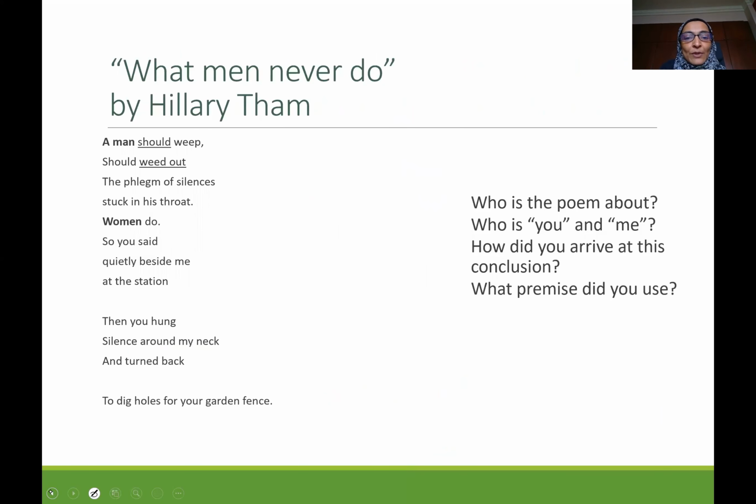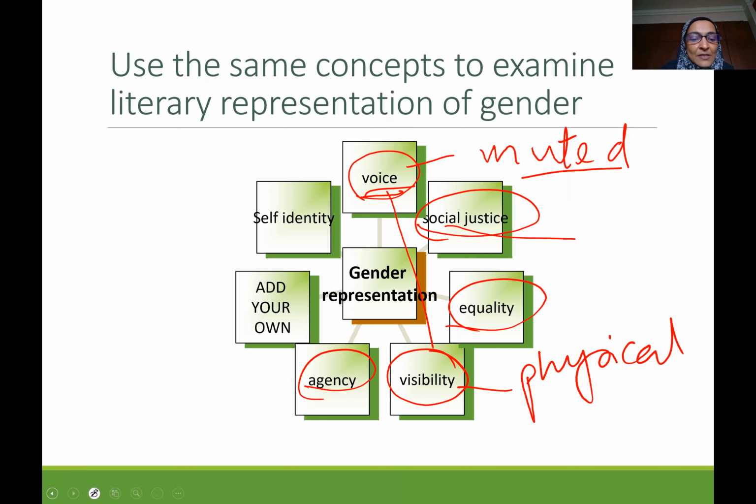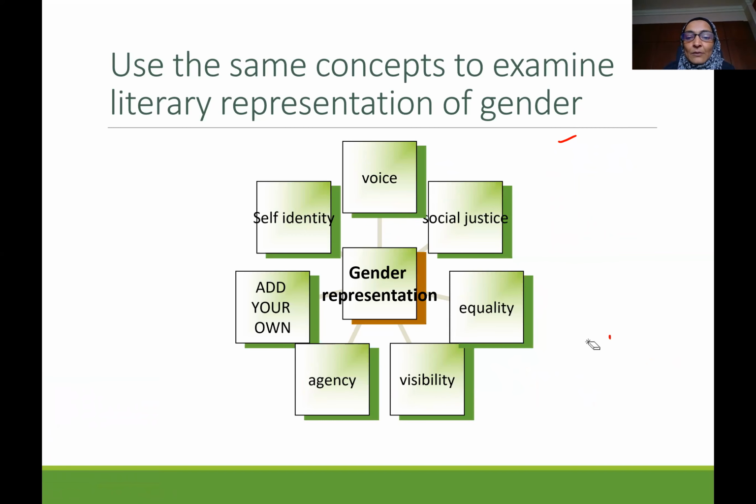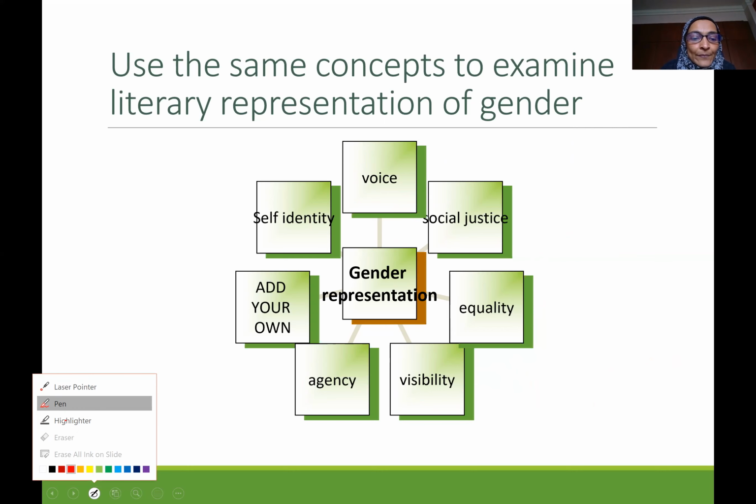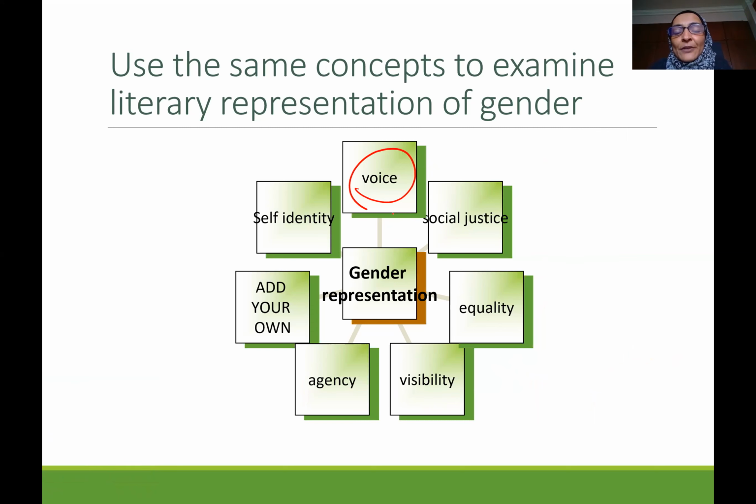So if I go back to the key concepts just now, just based on the opening paragraph, is Maria given a voice? Do you hear her voice? No. Do you feel her presence? Do you feel her sense of presence, her physical presence?